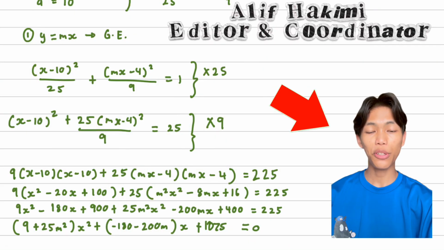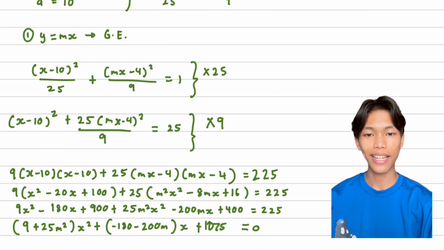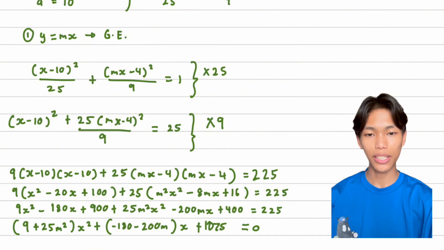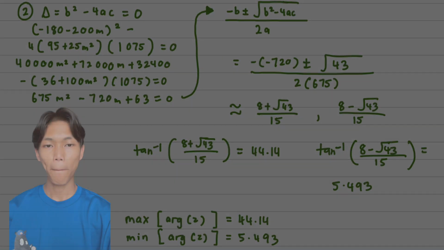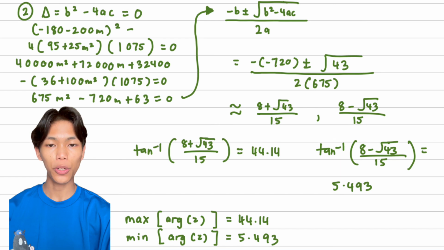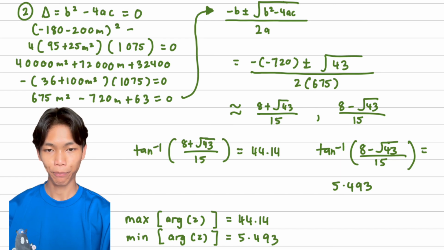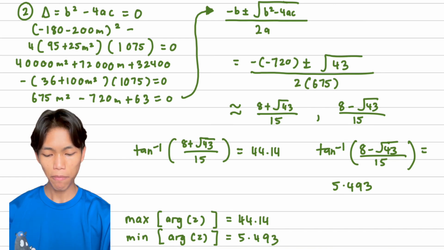Next, we need to substitute y equals mx into the general equation. Then we should expand all the squares in the equation until we get a quadratic equation. Then we should set the discriminant of the equation to 0 to find the value of m. And then we will get two values of m, which we insert into an inverse tangent to find the values of the minimum and maximum argument.